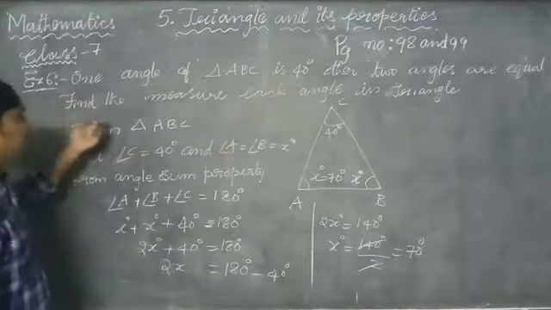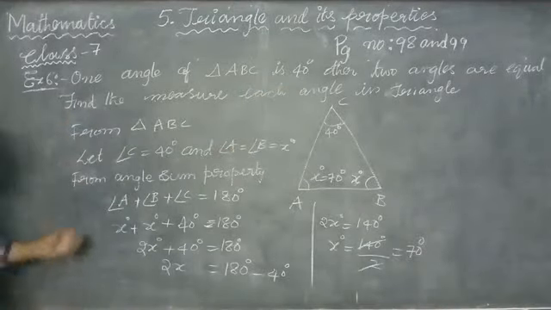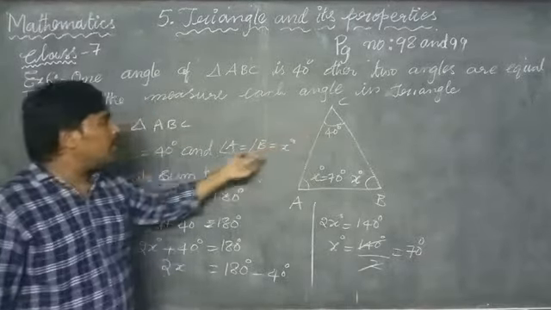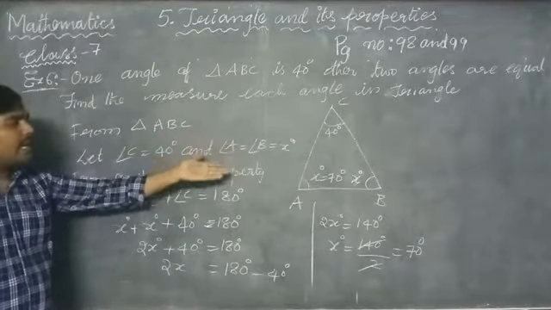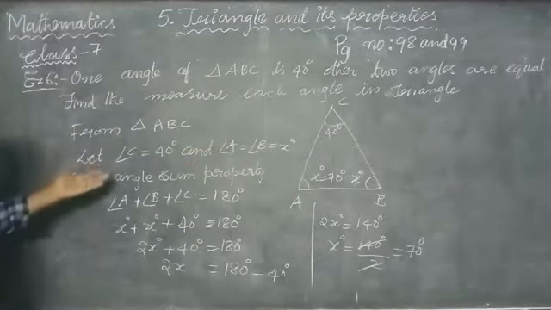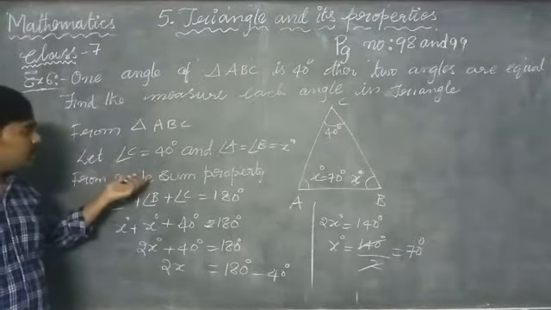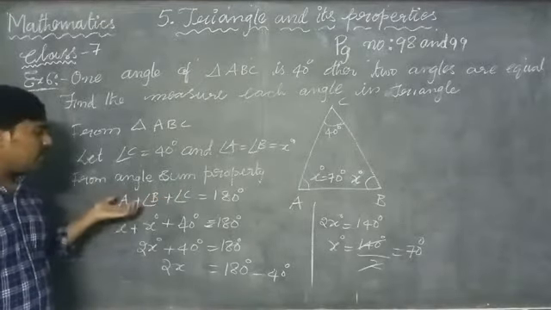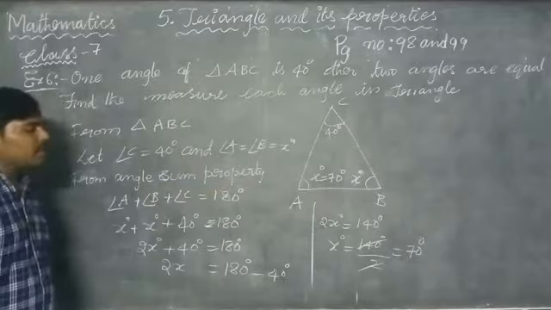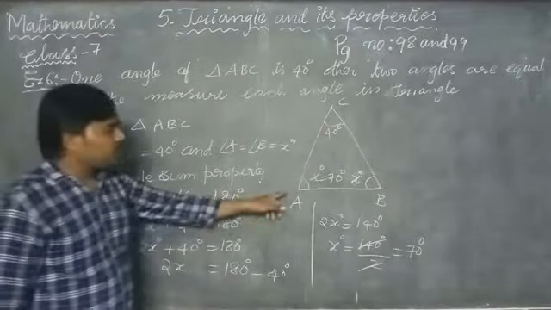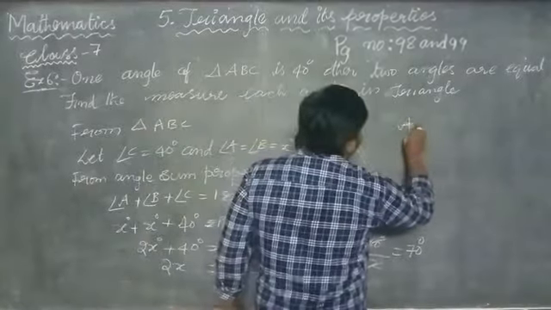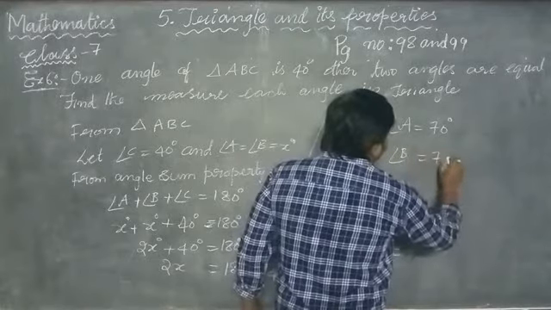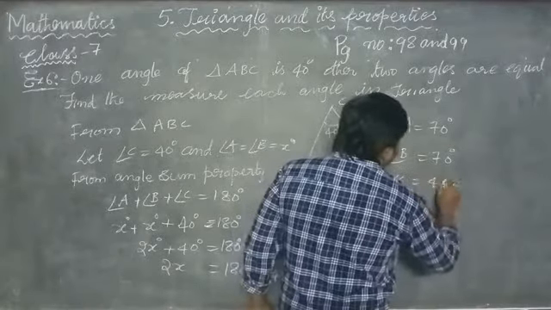Once again, one angle of a triangle ABC equals 40 degrees. The other two angles are equal. Find the measure of each angle in the triangle. Let us assume angle C equals 40 degrees and angle A and angle B are equal. From the angle sum property of a triangle, the sum of the angles of a triangle equals 180 degrees. After substituting the values, we get x is 70 degrees. So angle A equals 70 degrees, angle B equals 70 degrees, and angle C equals 40 degrees.